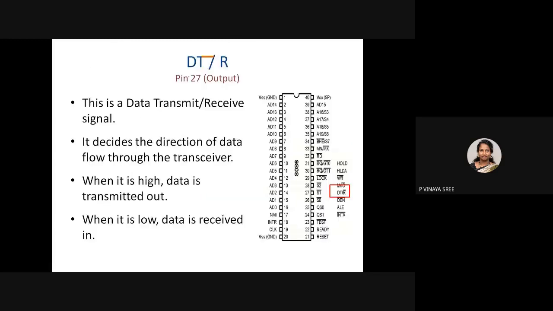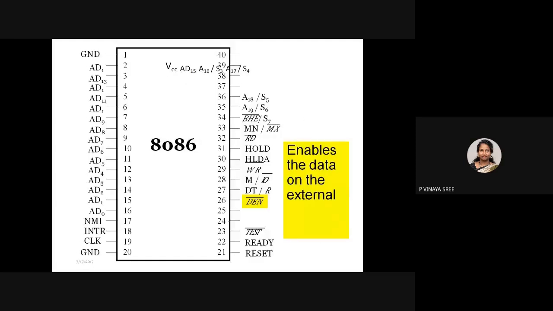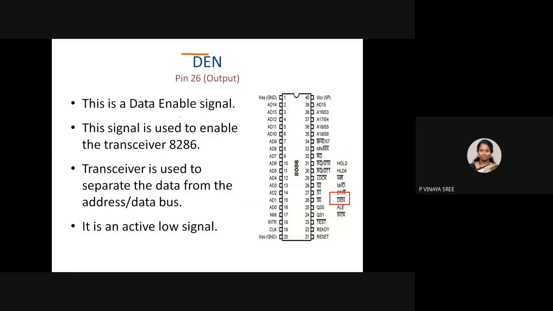So this is your DT/R signal. It indicates data transmit/receive. This decides the direction of data flow through the transceiver. When it is high, data is transmitted out. When it is low, data is received.